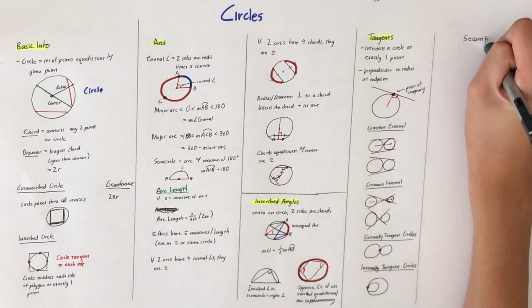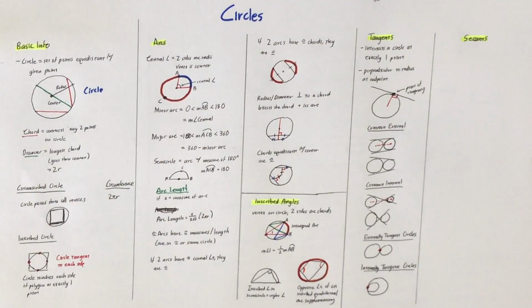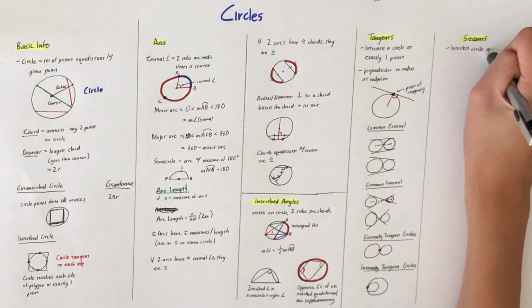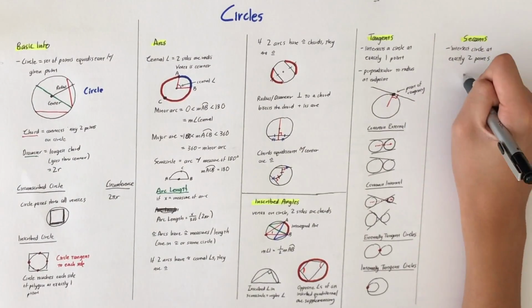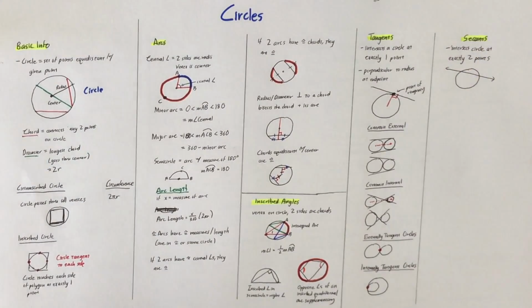After that, we learned about secants. So secants intersect a circle at exactly 2 points, whereas a tangent only intersects at exactly 1. So the segment inside the circle would be the chord, but the secant would be an entire line. So secants and tangents have some special theorems regarding their use.